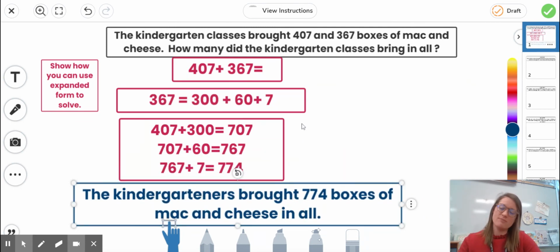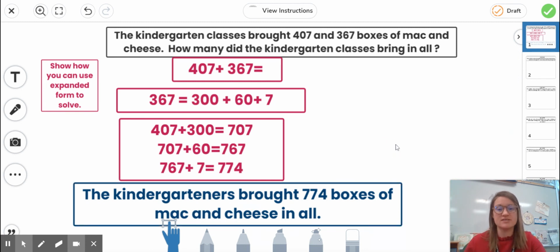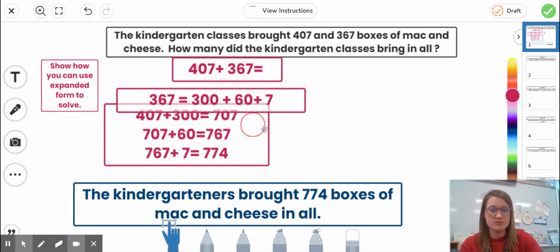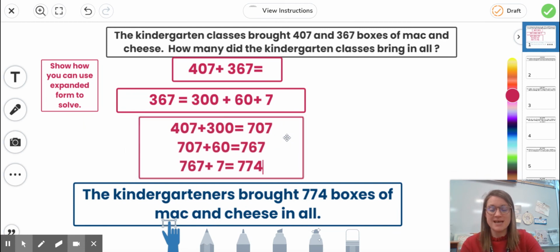I have my equation here. I showed it in expanded form, and then I have a sentence that tells the answer. All of those things are expected in your activity too. I do not want to just see the answer. The purpose is you're practicing breaking numbers apart. You're practicing using expanded form to add up and add on as you go.